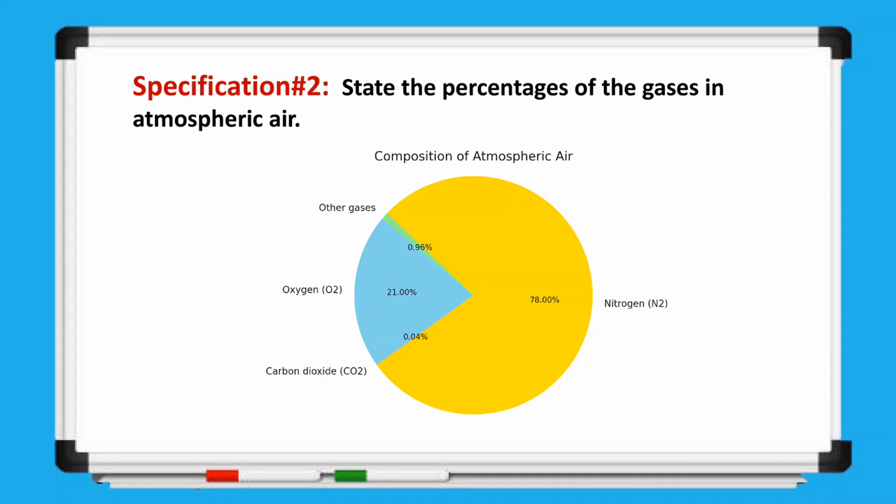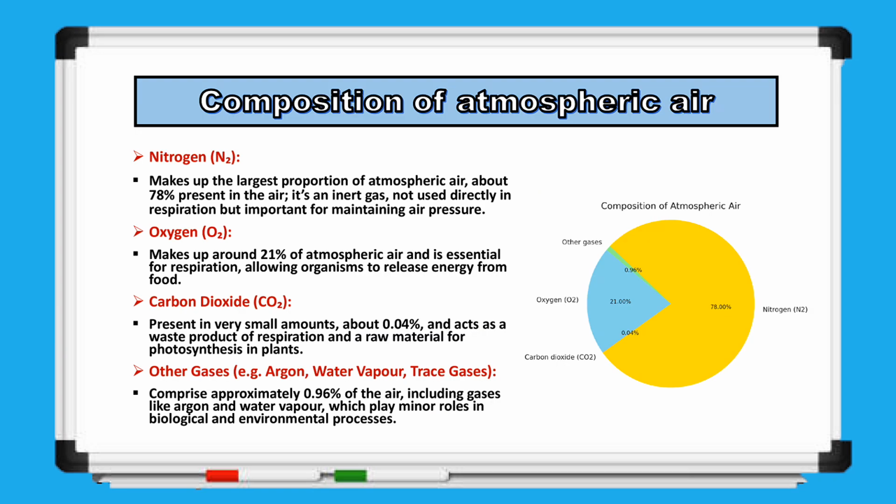Alright, let's move on to the next part. Specification number 2 asks us to state the percentages of the gases in atmospheric air. Now, if you look at the pie chart here, you can clearly see how the gases are distributed in our atmosphere. So, let's take a closer look at the composition of atmospheric air. The air around us is made up of several gases, but not all of them are present in equal amounts. Let's go through each one step by step.